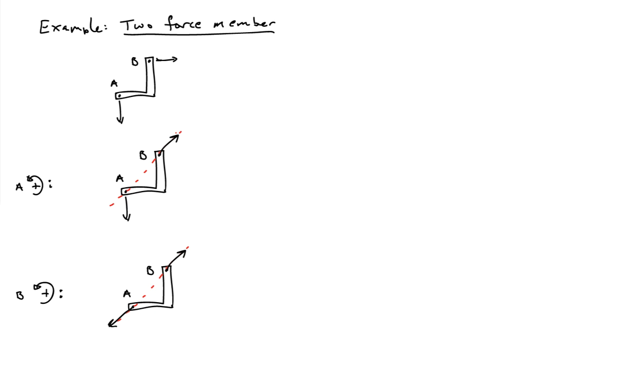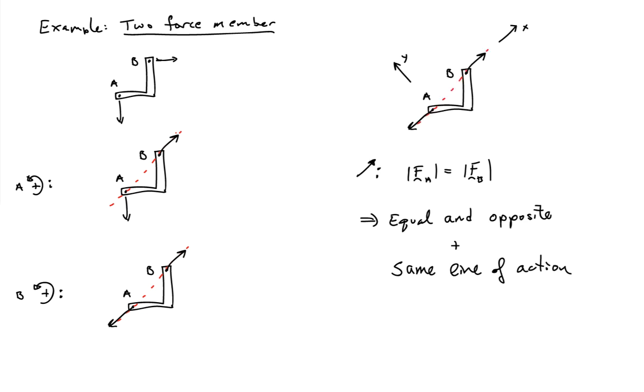For complete equilibrium of the body, I now need equilibrium of forces in one direction. And let me go ahead and pick the x direction as I've shown here in this diagram. So I line up my x direction along the line of action of the two forces. And if I consider force equilibrium in that direction, I find out that the magnitude of the force in A has to equal the magnitude of the force in B.